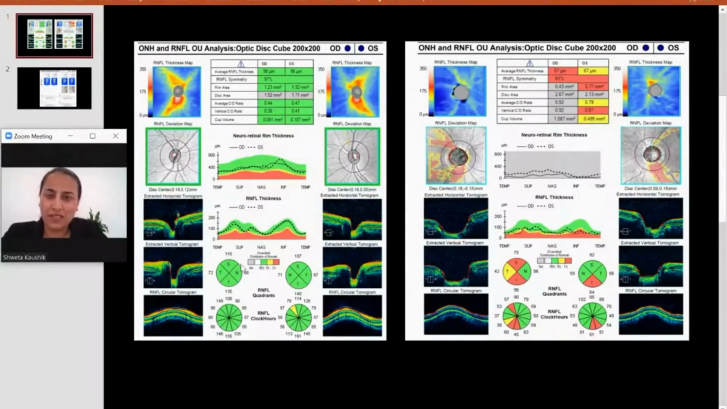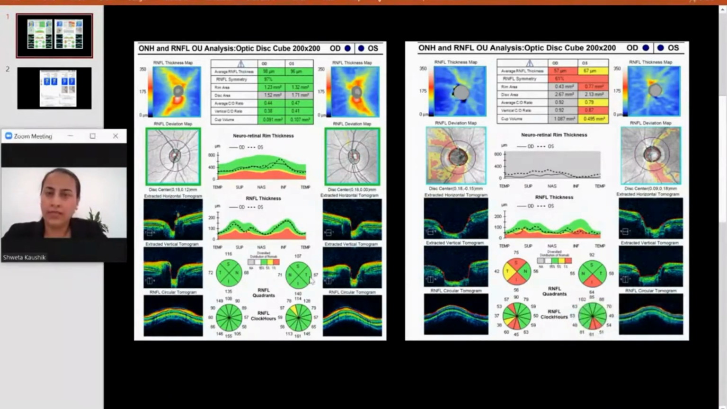All right, so these are two OCT scans. The one on the left is in a person who doesn't have glaucoma. And the one on the right is with a person who has glaucoma.